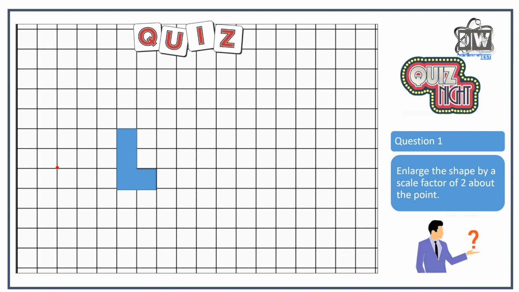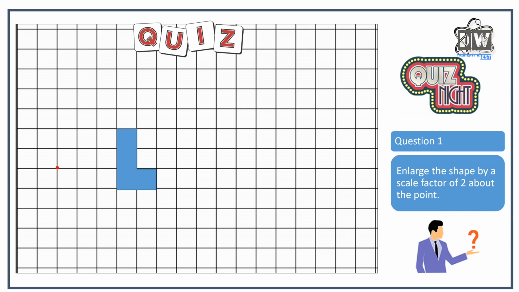It is time for the quiz. We have a shape. It's obviously an L shape. It's a little bit more difficult, so take your time on it. We've got our centre of enlargement here. Enlarge the shape by a scale factor of 2, so everything needs to be twice as big. Okay, give it a go. Pause the video, give it a go, come back and see if you've got it correct.